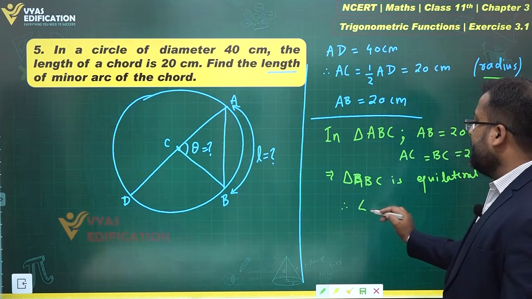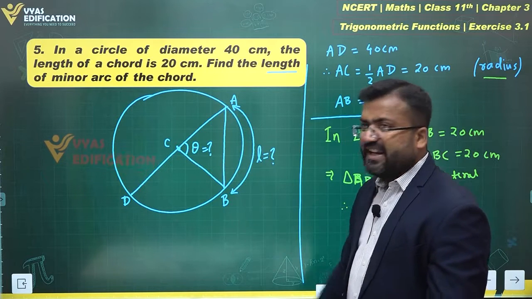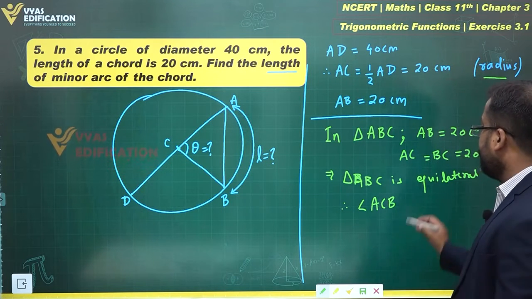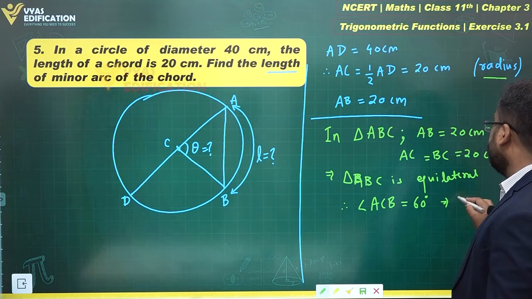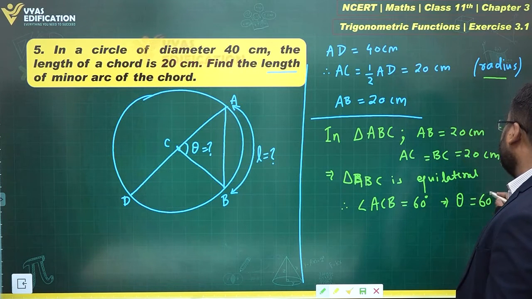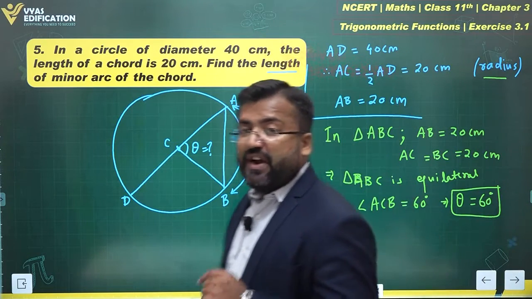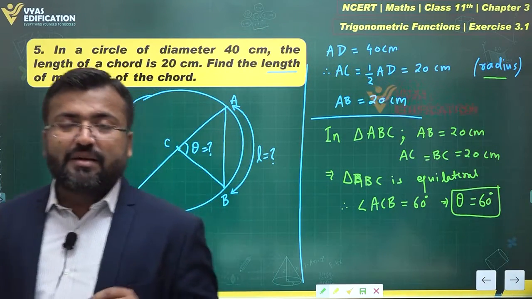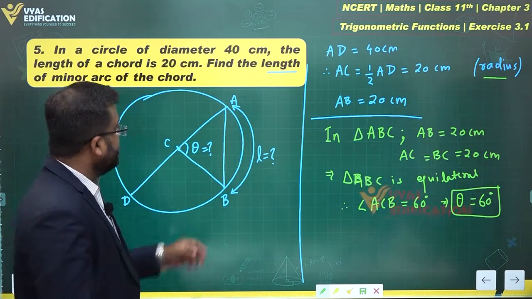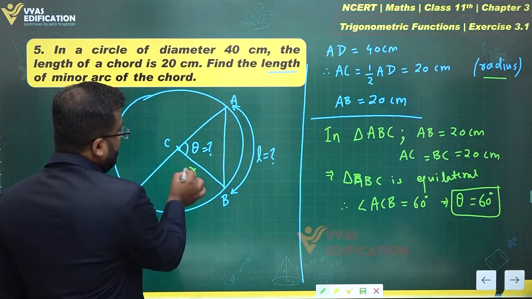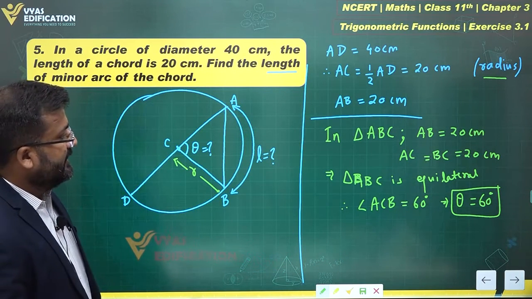Therefore, angle ACB, this angle over here, is simply 60 degrees. This angle, which is 60 degrees, implies theta is 60 degrees. We were asked to find L, not theta. But for finding L, we needed theta, so that we can apply L equals R theta. L equals R times theta. This is R over here. This is the radius.